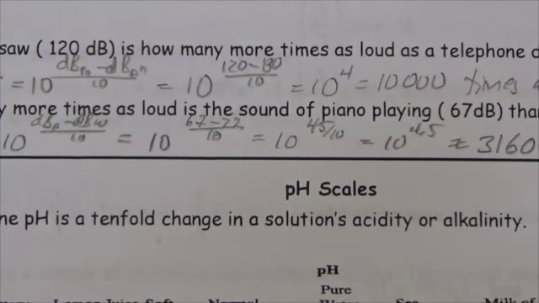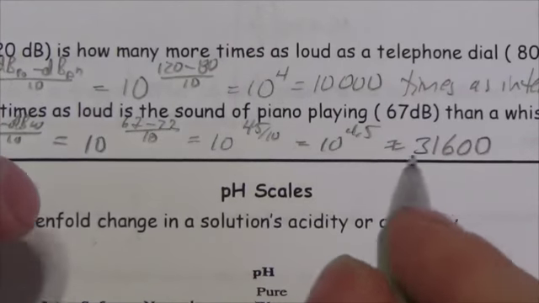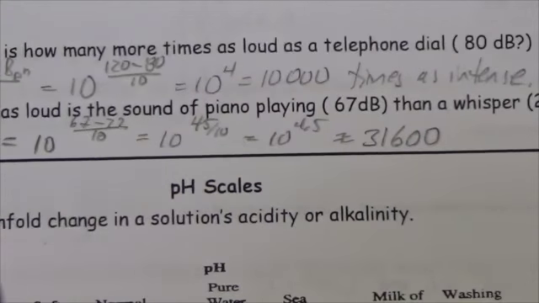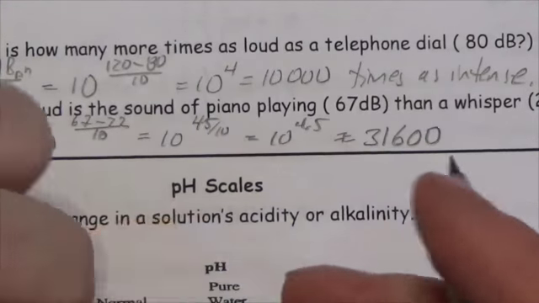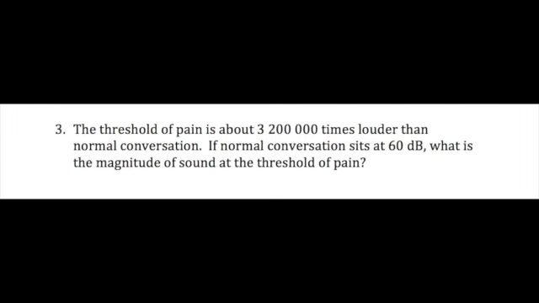That gives you a pretty clear idea of how much louder the piano playing is. So what that means is it's giving out... The threshold of pain is about 3,200,000 times louder than normal conversation. If normal conversation sits at 60 decibels, what is the level of the threshold of pain?